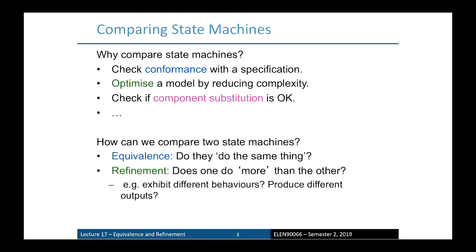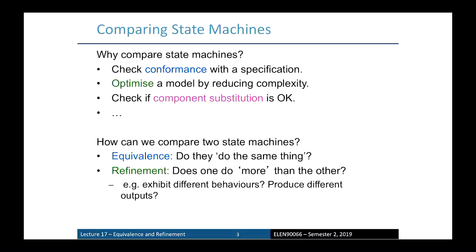Then again, if you've got an FSM and you've got another FSM that has reduced complexity, maybe the state space that it occupies is much smaller, therefore it's cheaper to implement in hardware, you might want to check that those two machines do the same thing. And as I said just before, you might want to check that you can substitute particular components. Okay, so an equivalent component you can swap and the machine overall will behave exactly as expected.